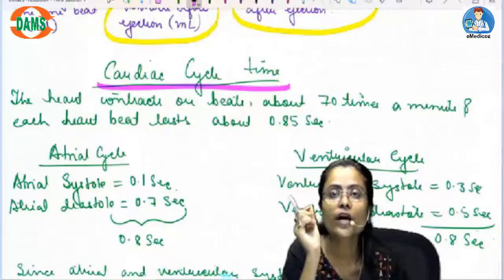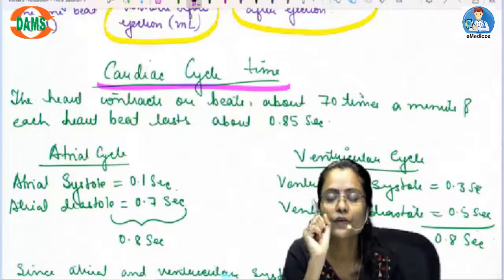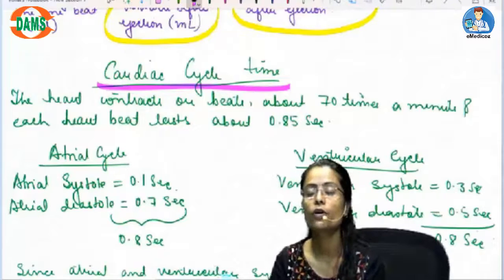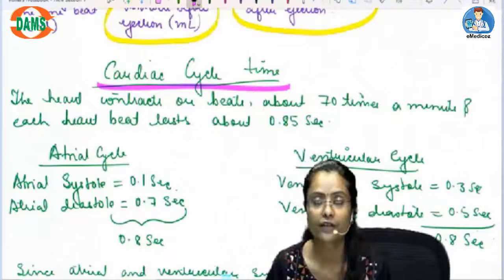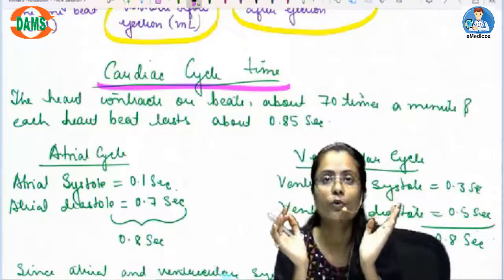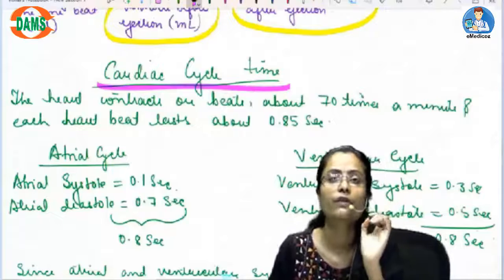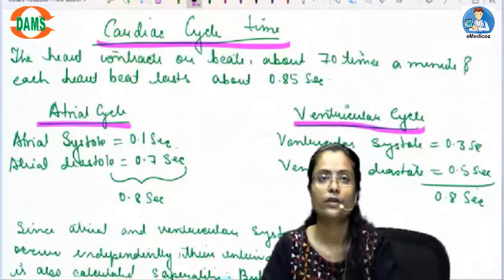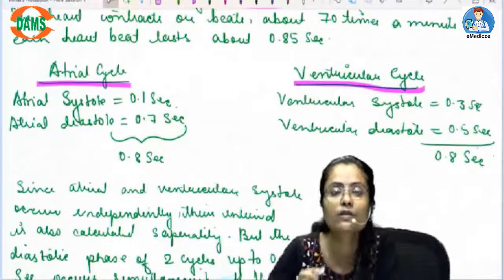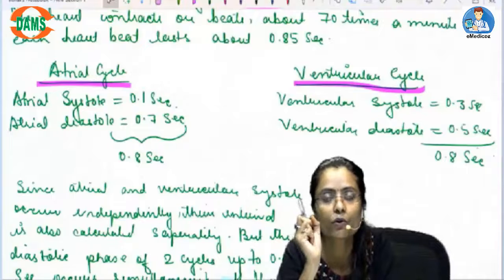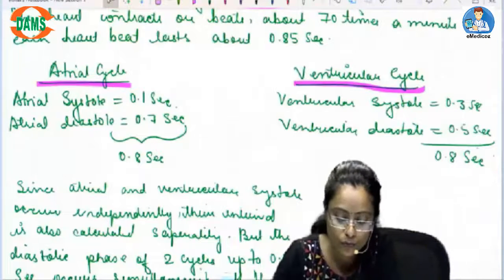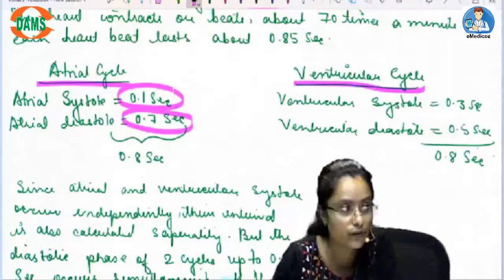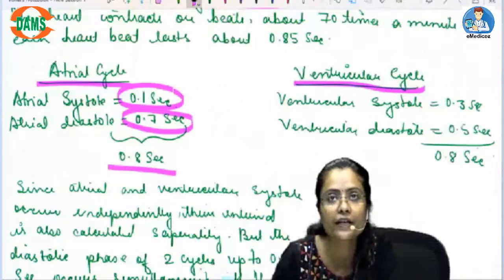The heart contracts or beats about 70 to 72 times a minute, and each heartbeat is 0.85 second. The complete heartbeat is divided into two phases. One is the arterial cycle, another is the ventricular cycle. Arterial systole means contraction of the atria, and it is 0.1 second. And when the atria relax, it is 0.7 second. So in total it is 0.8 second.